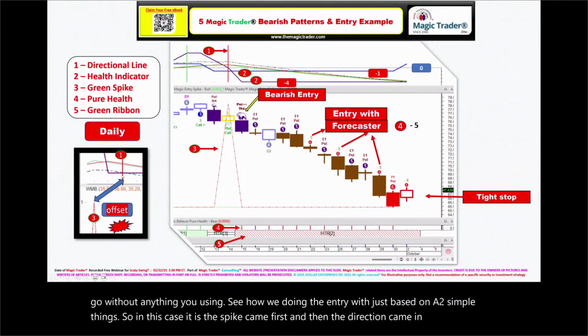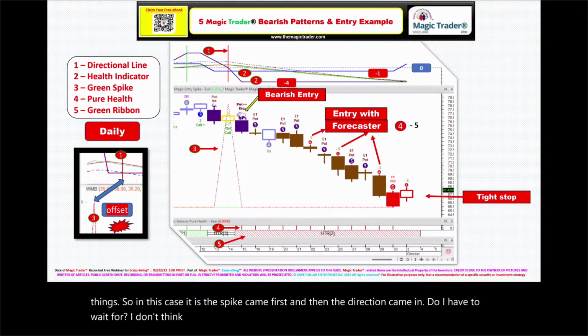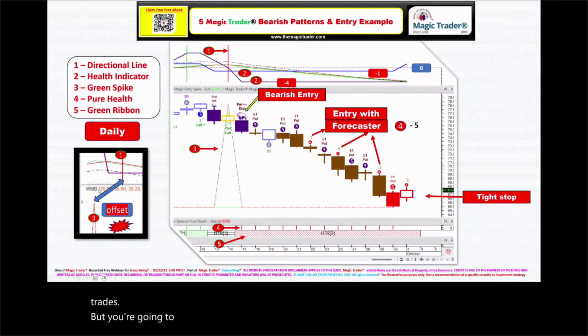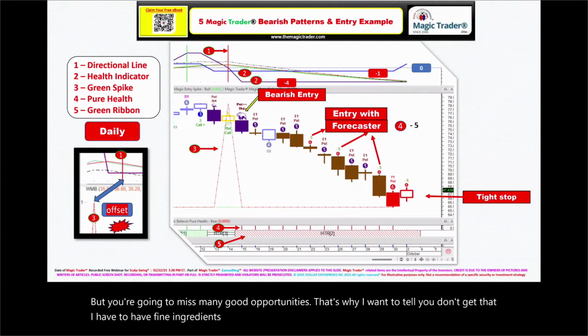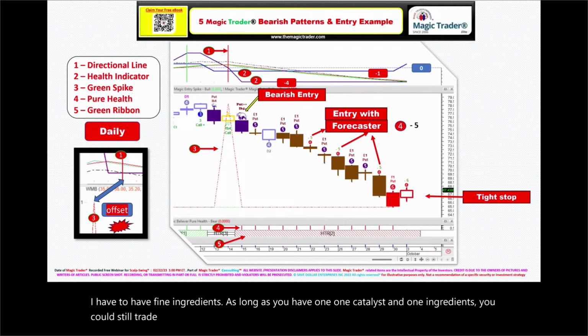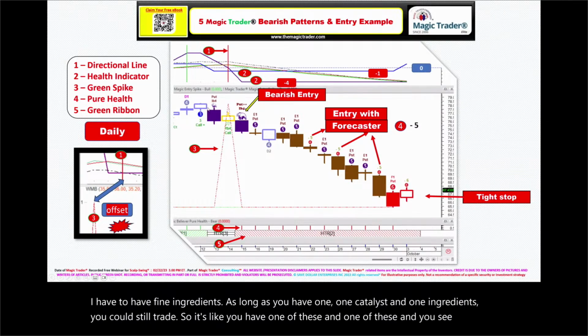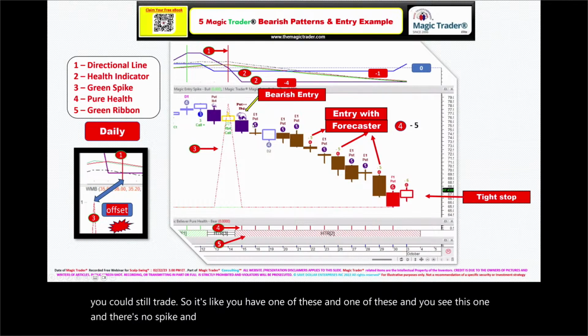Do I have to wait for it? I don't think so. And if you do, it is fine. It's more conservative. You're going to do fewer trades, but you're going to miss many good opportunities. That's why I want to tell you, don't think that you have to have 5 ingredients. As long as you have one catalyst and one ingredient, you could still trade. So it's like you have one of these and one of these, and you see this one and there is no spike and nothing. Okay, we could still trade.